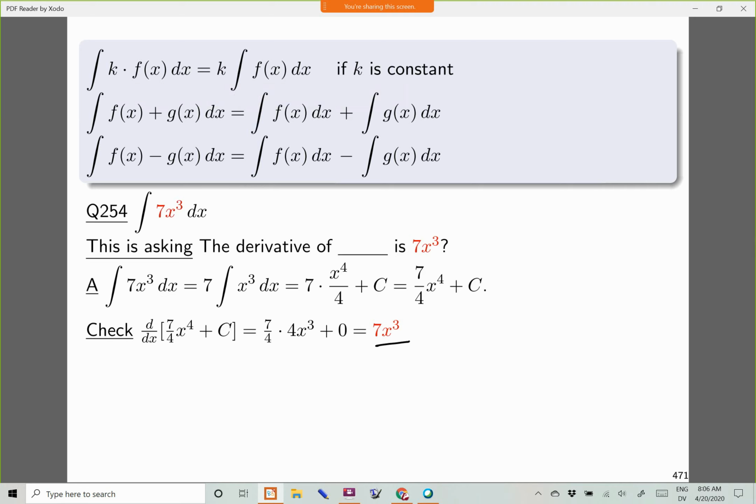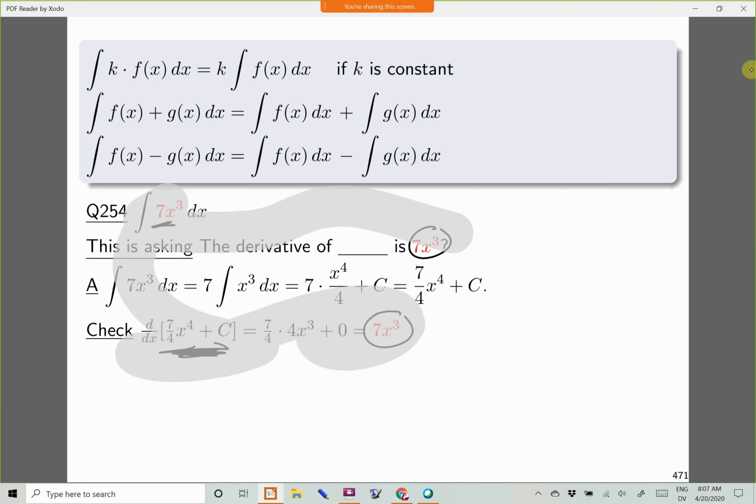And then the point is, I wanted to use some color to clarify, look, we answered the derivative of what? Fill in the blank, and that blank is right there, 7/4 x to the fourth plus c, and we ended up with 7x to the third. And going back to the question, it was the derivative of what thing should end up being 7x to the third.